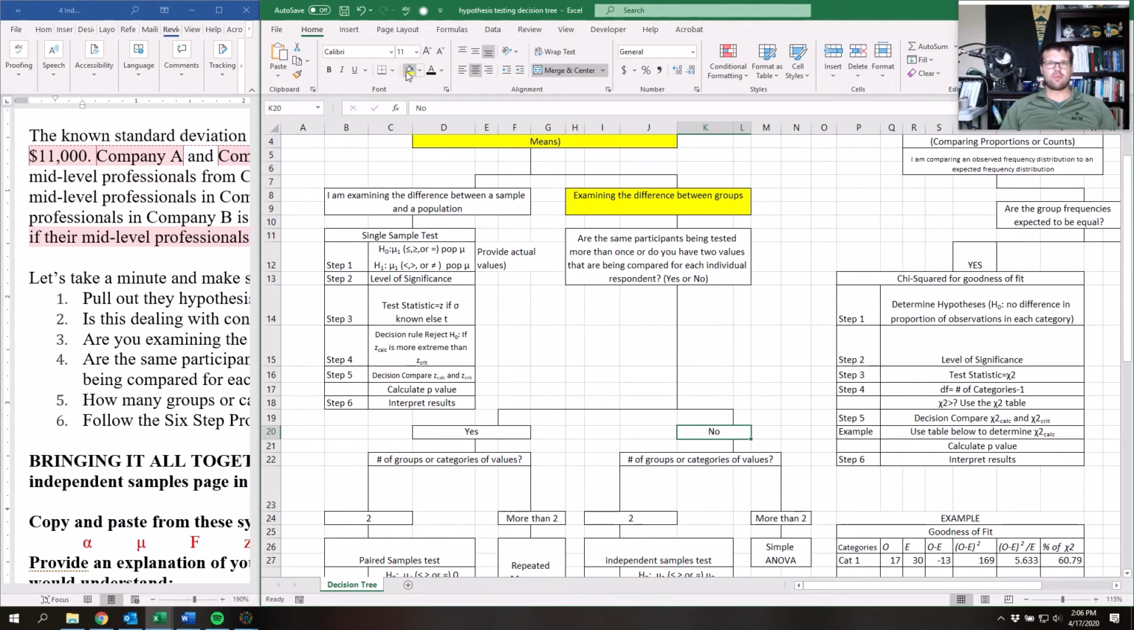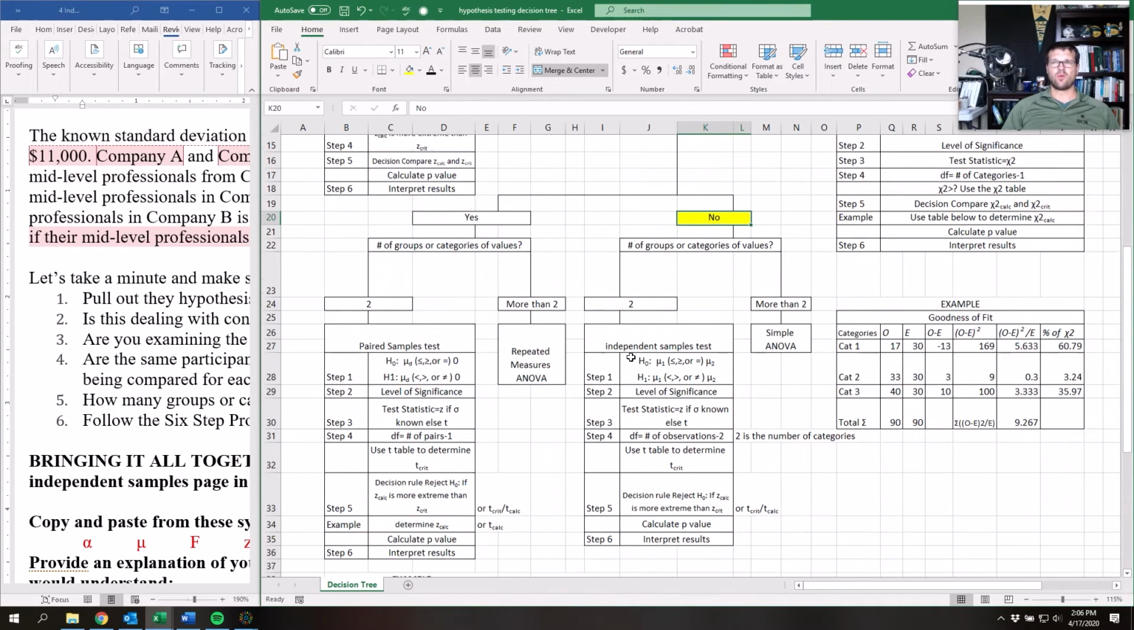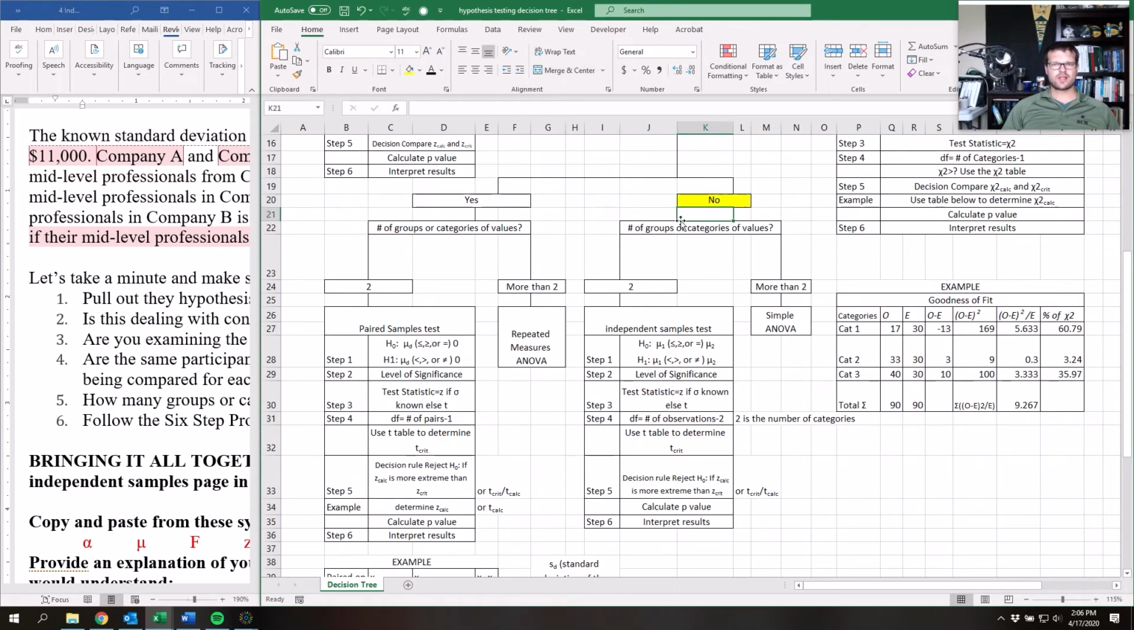The same participant is not being sampled more than once. They're only being sampled once. And so we're comparing one group to another group. The next question is the number of groups. If we have more than two, then you would do something else. But since we only have two groups, what we're going to do is the independent samples test.